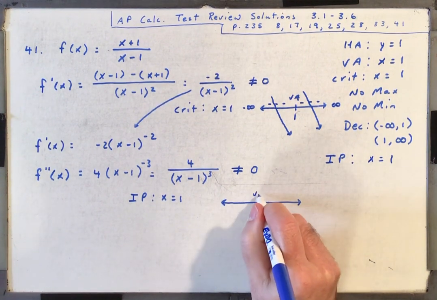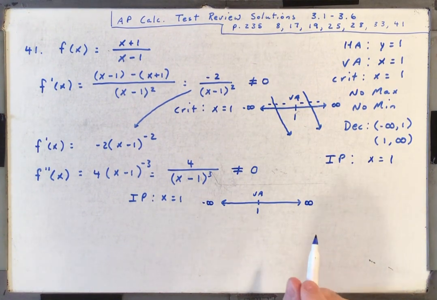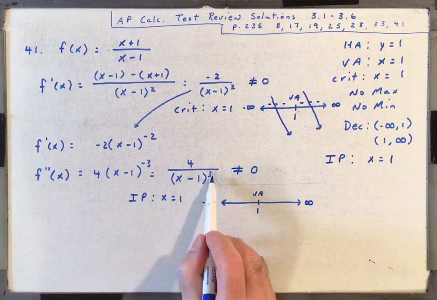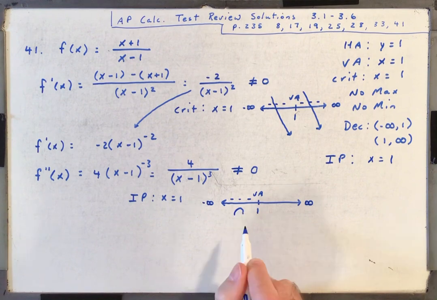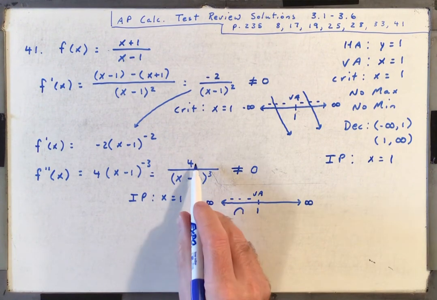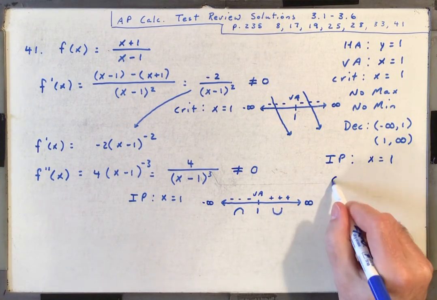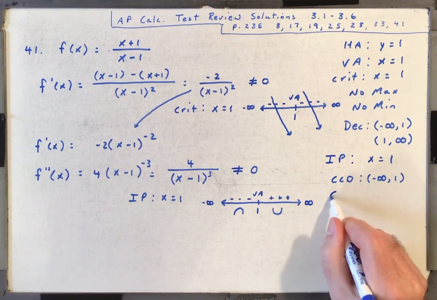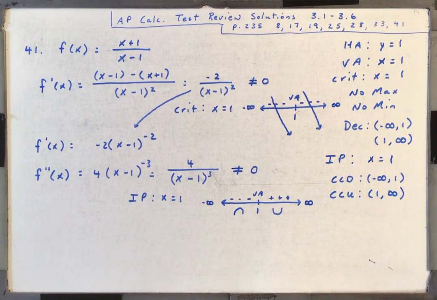Inflection point at 1. There is a vertical asymptote there. Negative infinity, infinity. Okay, to the left of 1, I'm going to pick 0. That'd be 4 over negative 1 cubed. 4 over negative 1, that's negative. So concave down. And then greater than 1 is 4 over a positive, so concave up. So concave down from negative infinity to 1, concave up, 1 to infinity. So we've achieved 12 of our 16 points.